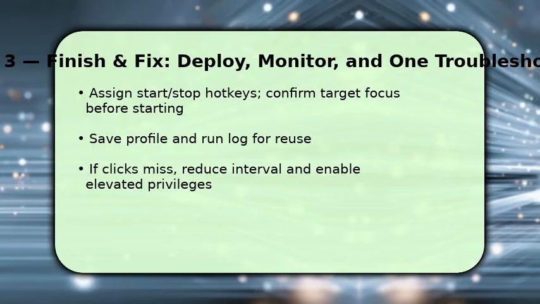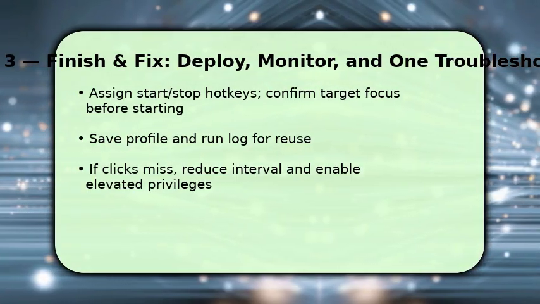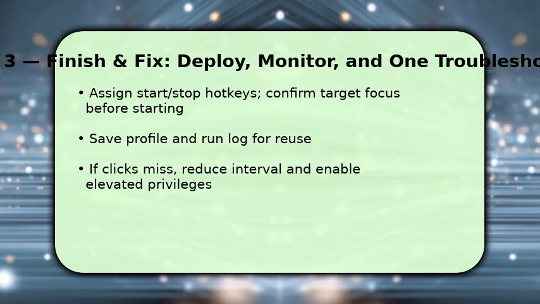Troubleshooting tip: if clicks miss, reduce interval by 1 step and switch to higher privilege mode. That single change resolves most timing and permission failures.